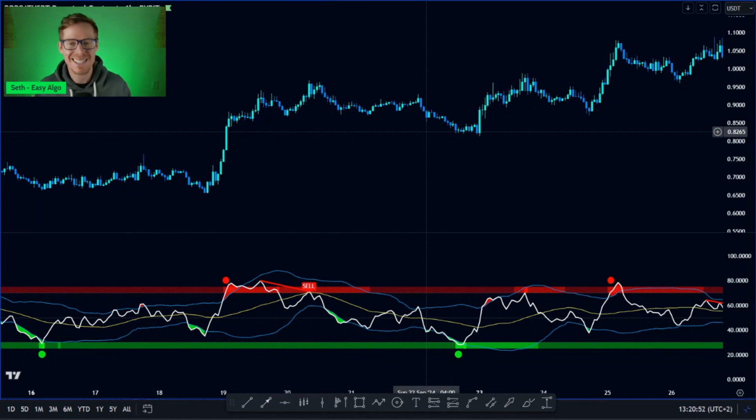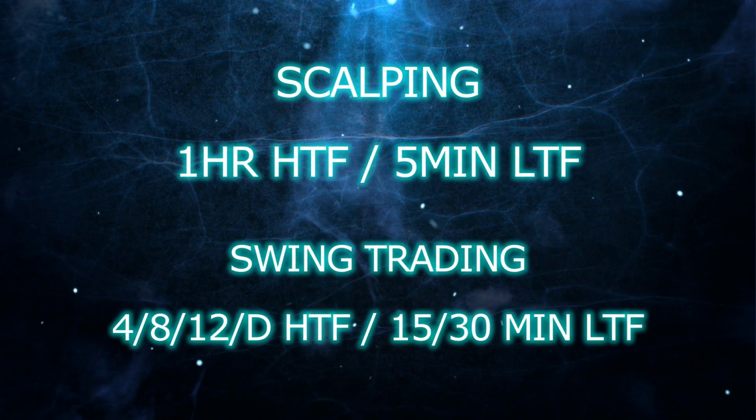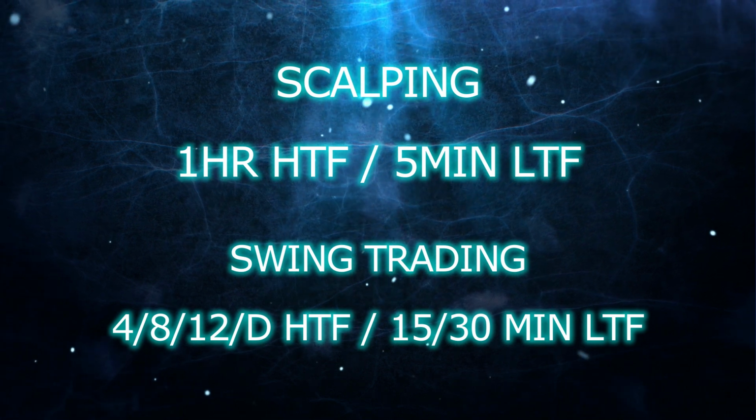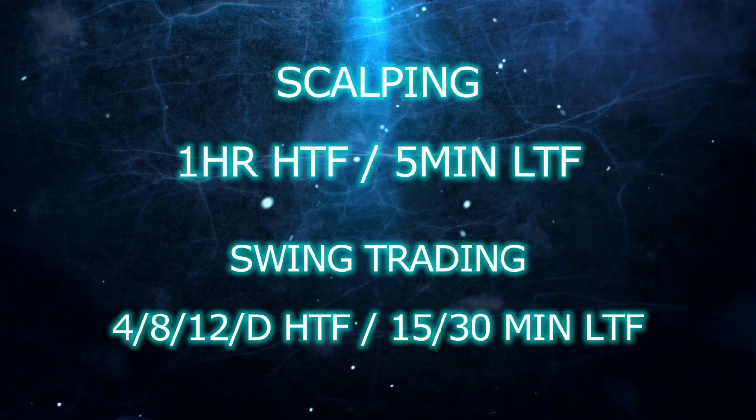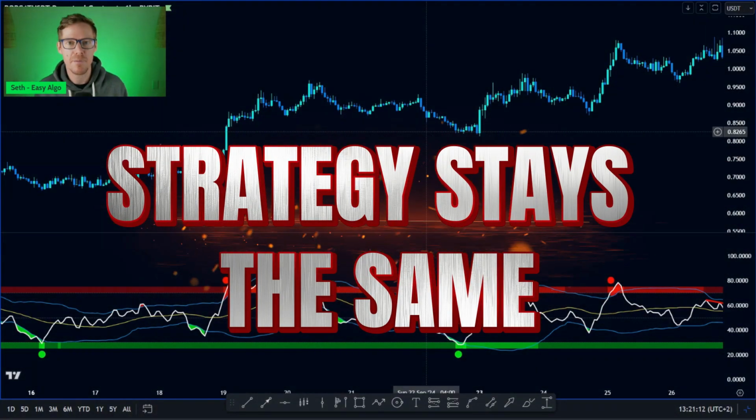This will be more of a scalping strategy. But if you are a swing trader or mini swing trader, then just change the time frames. So start looking at a higher time frame like a 4 hour, 8 hour, 12 hour, 1 day, and then your entry time frame will be like a 15 minute or a 30 minutes. But the strategy will stay exactly the same. The only difference will be the time frames that you use.